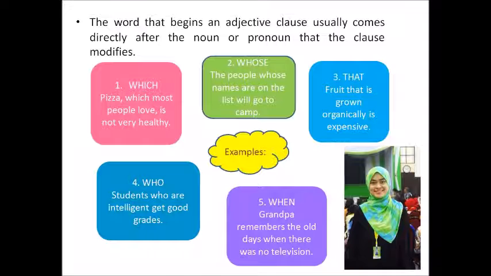Let's go through some examples. First, which. Pizza, which most people love, is not very healthy. Second, whose. The people whose names are on the list will go to camp. Third, that. Fruit that is grown organically is expensive. Fourth, who. Students who are intelligent get good grades. Fifth, when. Grandpa remembered the old days when there was no television.